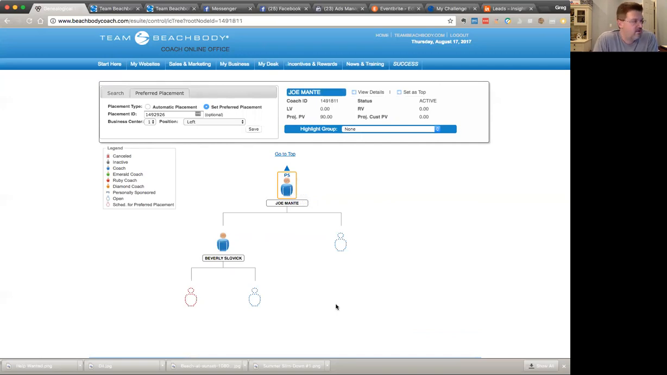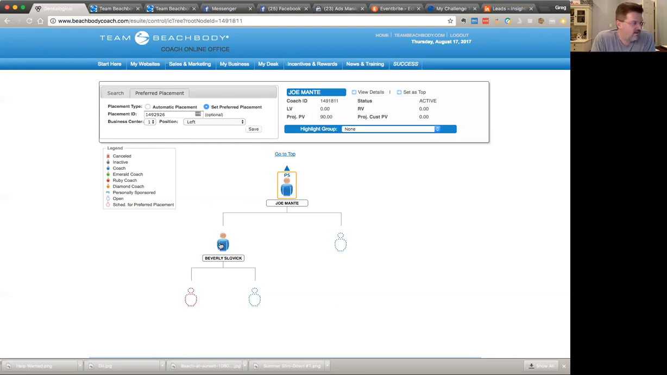Okay. Now you can tell which leg of yours is the strong leg because it's the one that has coaches placed on it. Okay. Now you can see that Beverly is placed under Joe's left leg. That means that this is his strong leg. Now, Beverly is not Joe's personally sponsored coach. Otherwise, it would have a little PS above her head, right? When Joe's looking at it, he would see a little PS above Beverly's head.